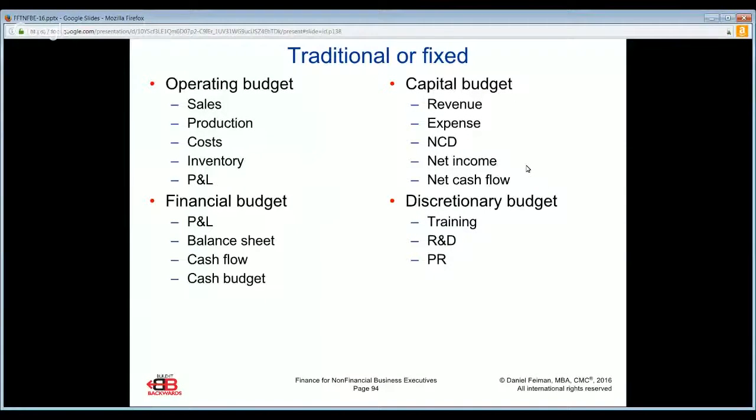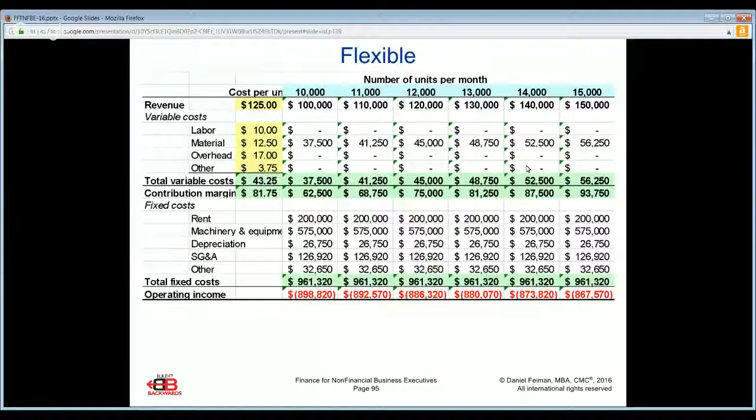Here's an example of a flexible budget. Instead of the traditional budget and this Excel model you have, a flexible budget is one that more and more organizations are using. Instead of the traditional approach, which let's say would be our 12,000 units, you look at your spreadsheet, in the middle on the top line, we've got number of units per month ranging from 10,000 to 15,000. 12,000 is what we expect to produce and sell. That's what we've done in the past.